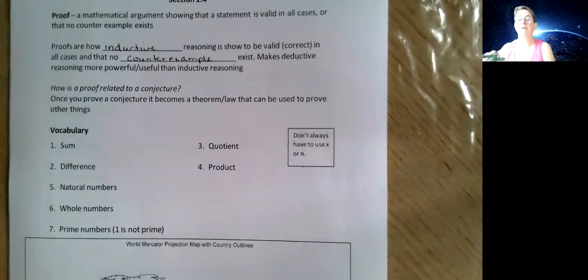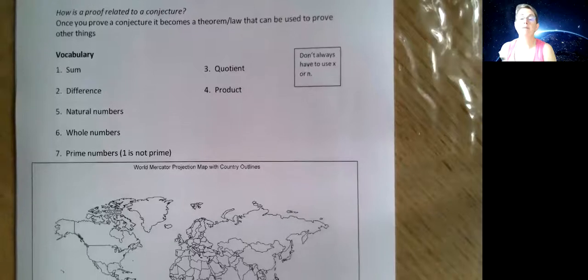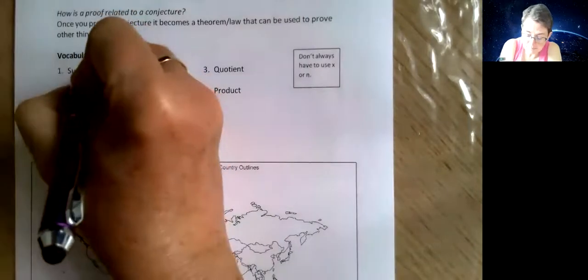But before we get to that, we need to do a little bit of vocabulary, because a lot of these proofs are like: prove the sum of two even numbers is even, or prove that the difference between an odd and an even number is odd. A bunch of stuff like that. And we need to make sure that we all have the vocabulary so we're talking about the same thing. All right. So sum.